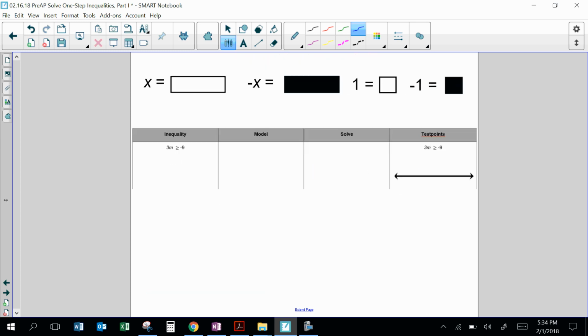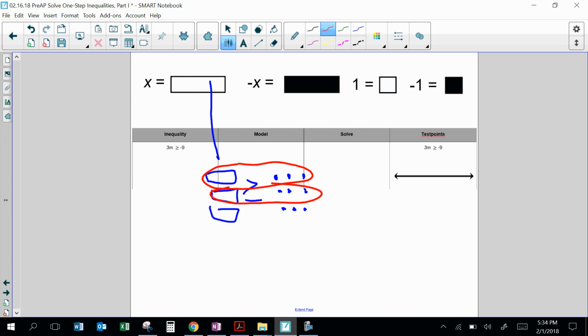Here are our last two test points. And then 3m. So I take out 3m, my algebra tiles. 3m is greater than or equal to negative 9. For each m, I need to divide them into groups of m. So these 3 go to this one, these 3 go to this one, these 3 go to this one. So it seems like m is greater than or equal to negative 3.